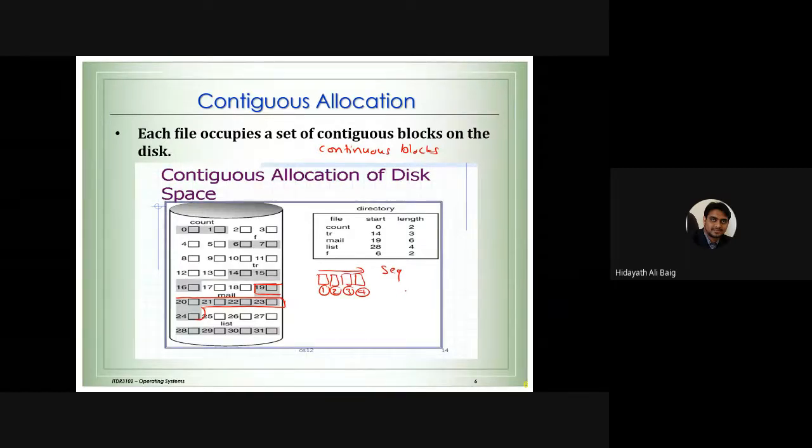Is it good for direct access? They say it is good because if I know, for example, I need to read block number 3. You can think, teacher, how can I do direct access for this method? If I want to read from block number 3, I know the starting block. Block number is 1. I want to read the data from block number 3. So I say, okay, the third block.